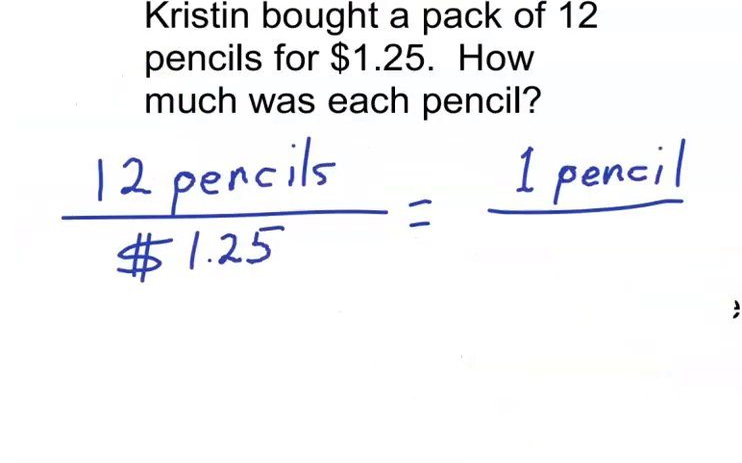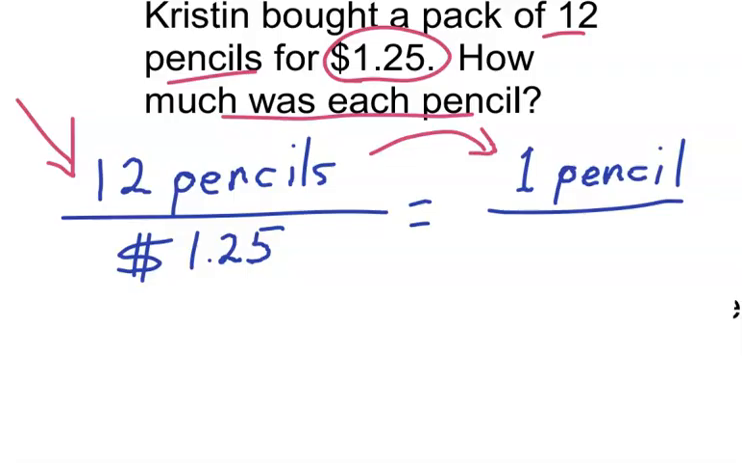Kristen bought a pack of 12 pencils for $1.25. How much was each pencil? Okay, so 12 pencils is $1.25. To find out how much it is for one pencil, you have to divide by 12, right? 12 divided by 12 gets you 1. So you're going to have to do the same thing with this one.